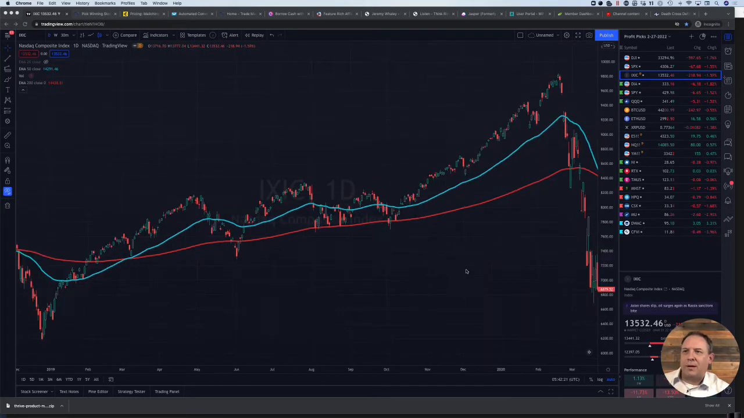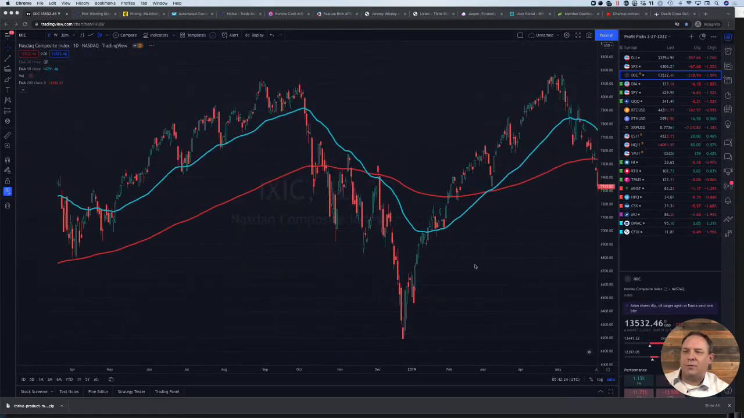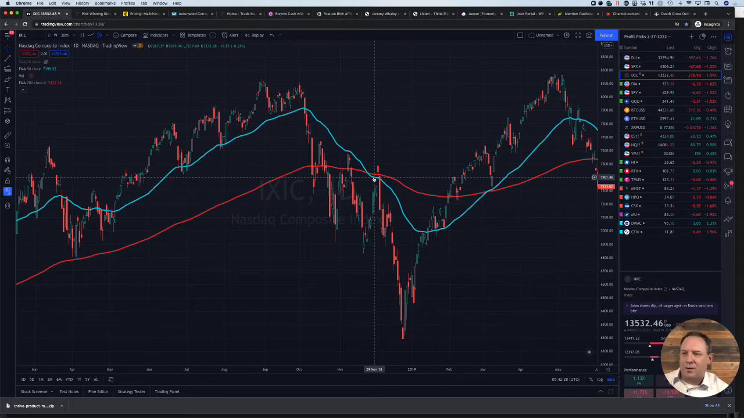All right, so let's go back in time. Let's find the next death cross. The next death cross was right here. Okay, so this one happened on the bounce in November 2018. Right there, that happened when the NASDAQ was about 7,300.